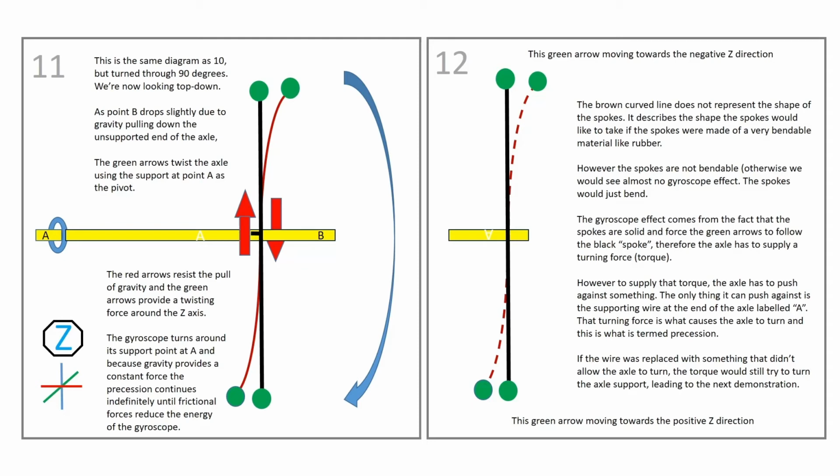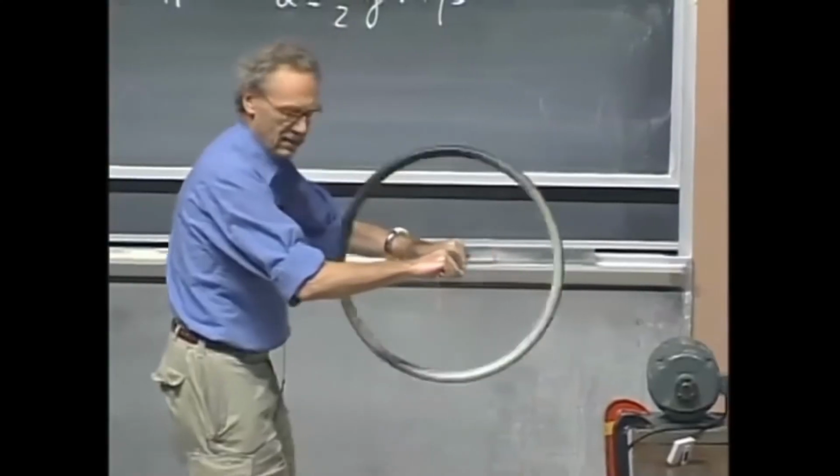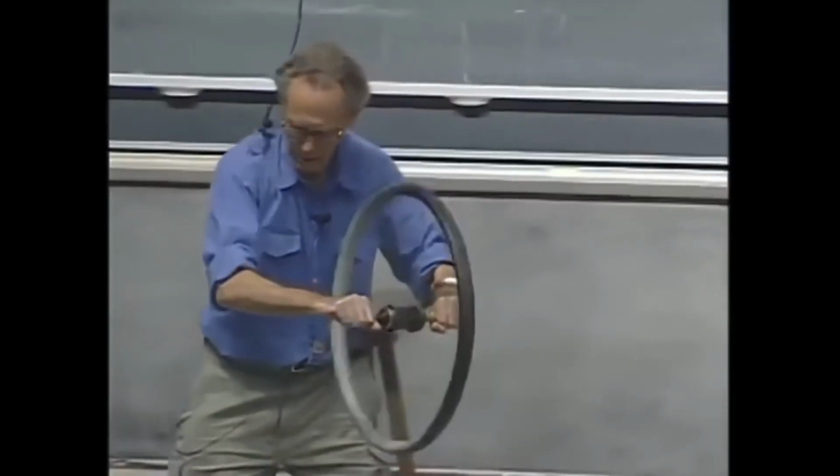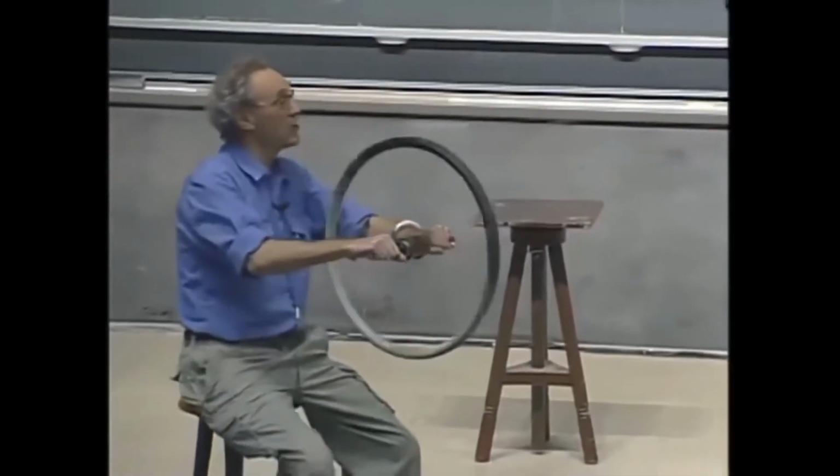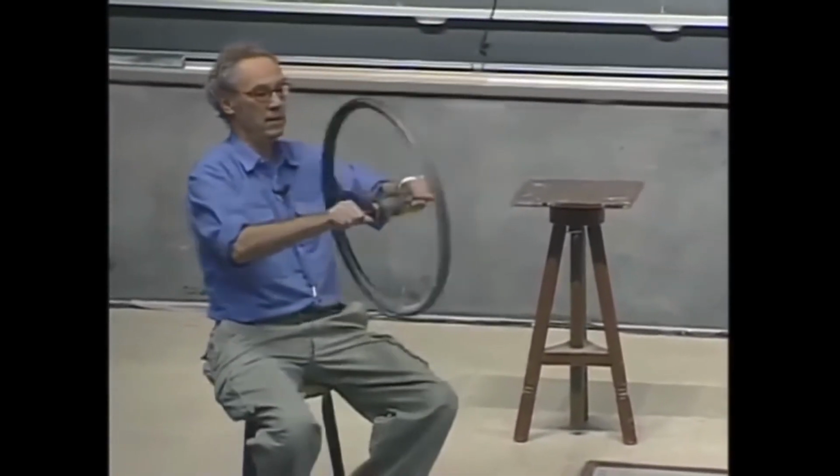Now let's consider the situation where the person holding the gyroscope is sitting in a revolving chair. I'm going to torque exactly as you see on the picture there. You ready?